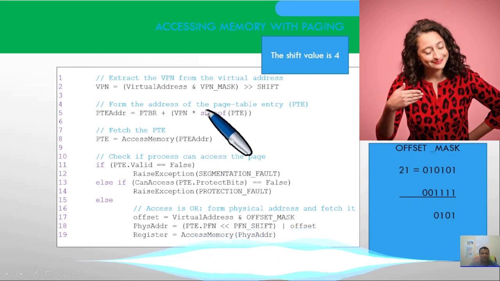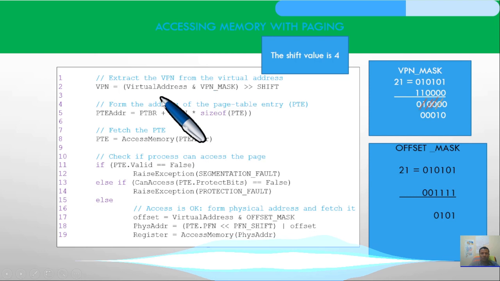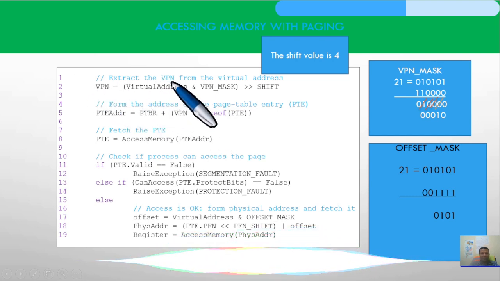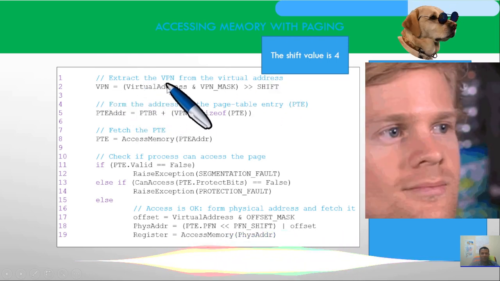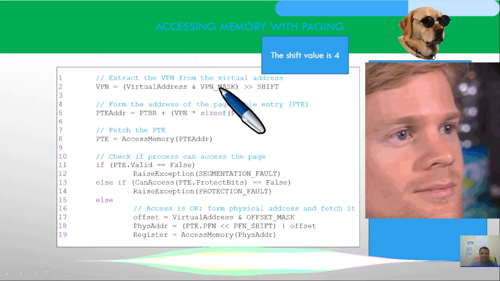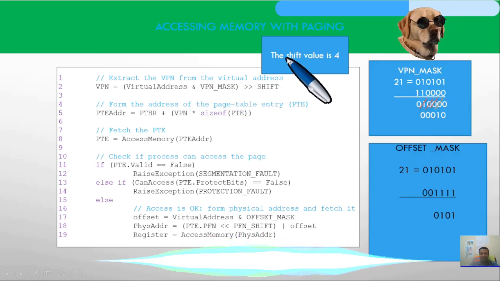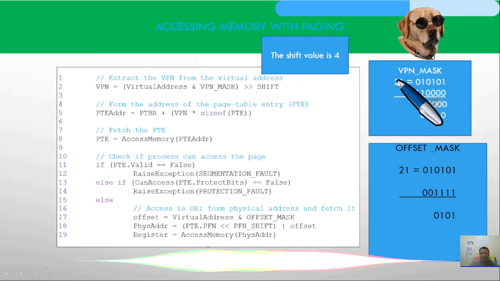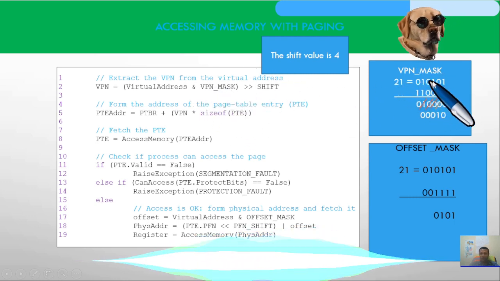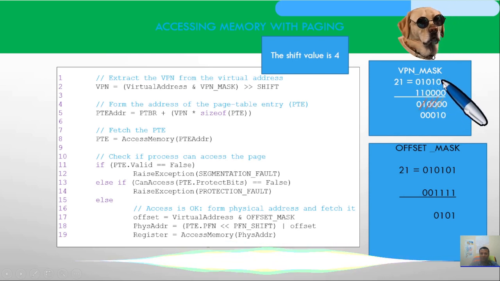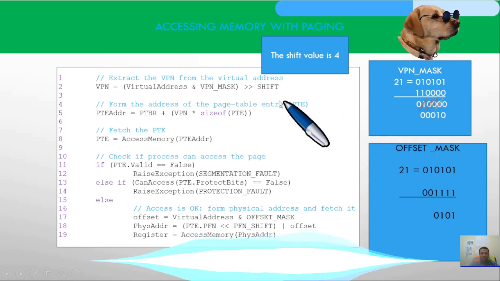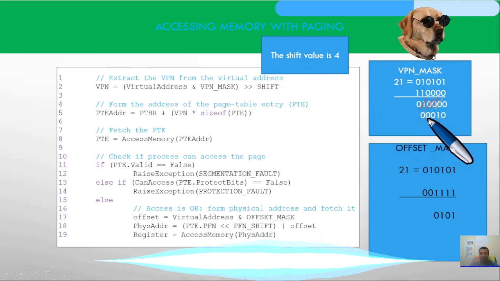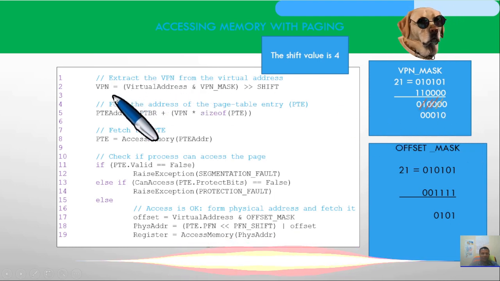This is a simple code accessing memory with paging. What it does, first, is extract the VPN from the virtual address. So we have the virtual address, and this is ANDed with the VPN mask, and then shifted by 4. For the VPN mask, let's say the address is 21, which in binary is 010101. The VPN mask will be 110000. Then the shift will be 4, and we will get 00010. This will be the VPN.